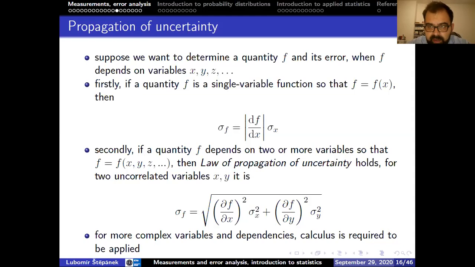So far, all the measurements were based on the fact that we would like to know something, for example, an expected value of a physical quantity, and we measured it. We measured it only once, or we measured it repeatedly. So the concept was pretty easy.